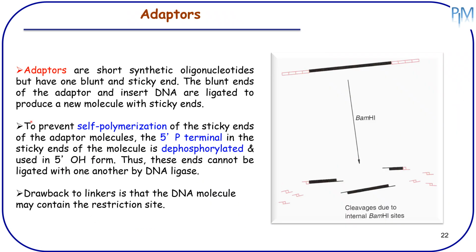Next one is adapters. They are short synthetic oligonucleotides and they have one blunt and one sticky end, which can be ligated to the insert DNA to create a new molecule with the sticky ends. To avoid self-polymerization of the sticky ends, the 5' P terminal is dephosphorylated and used in 5'OH form. This prevents the ends from being ligated with each other by DNA ligase. However, a disadvantage of using linkers is that the DNA molecule may contain the restriction site.